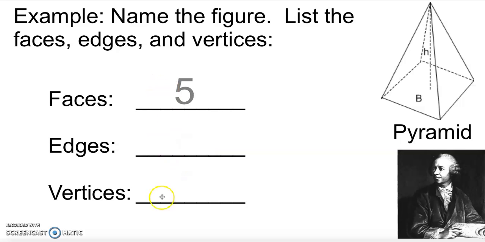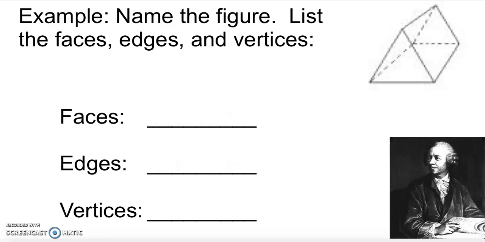And then I usually do the faces and vertices because Euler's formula is faces plus vertices equals edges plus 2. I find it a lot easier to count faces and vertices and then figure out the edges. So vertices, there's 4 vertices in the bottom and a vertex on the top, so there's 5 vertices. So 5 plus 5 is 10, and then I subtract 2 to find the edges. So there are 8 edges in this pyramid.